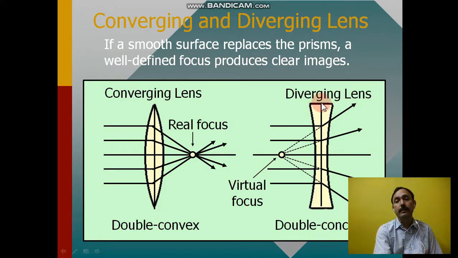But here in a double concave lens, if parallel rays are falling onto this one, it looks like the rays after refraction are diverging from this point. This point is known as a virtual focus.